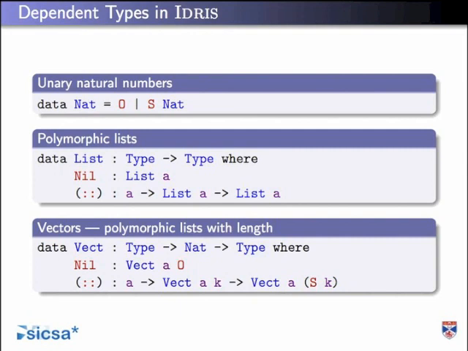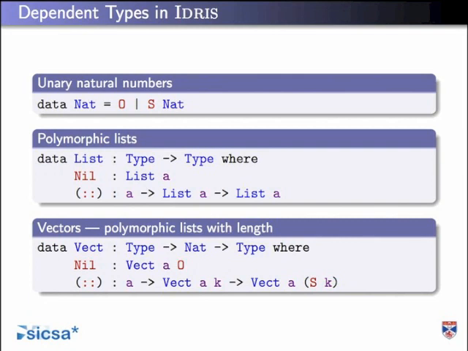Now, this is the reason we had unary natural numbers, because they have a structure, zero and successor, that corresponds nicely to the structure of lists. So nil has length zero, cons has length successor of its tail. So a vector, the nil vector has length zero, and to make a non-empty vector, we take an element, a vector of length k, and that gives us a vector of length successor of k.